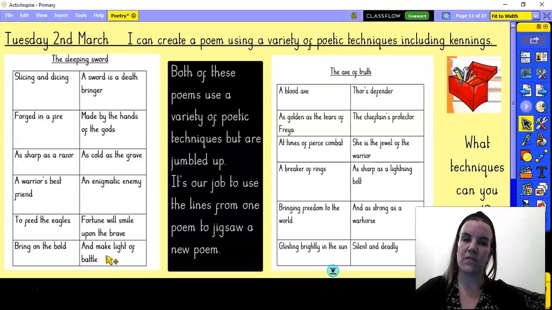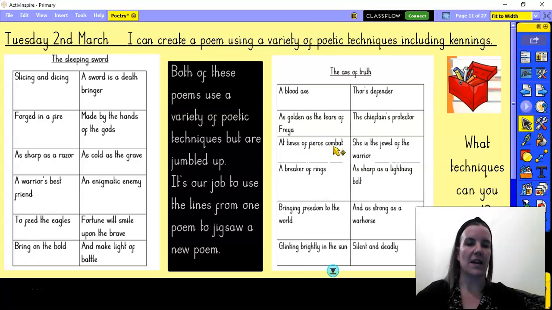Okay. So loads of different poetic techniques that we've seen there. I wonder if you spotted any others in here. A blood axe, Thor's defender, that would be an example of a kenning there, wouldn't it? As golden as the tears of Freya, I can see the "as" in there, so I know that's an example of a simile. The chieftain's protector, so that must be an example of a kenning, protecting the chief. At times of fierce combat, that might be when they use some powerful adjectives there, when they use that axe of truth. She is the jewel of the warrior. So that's definitely an example of a metaphor there, isn't it? Saying it is a jewel, even though it's not.